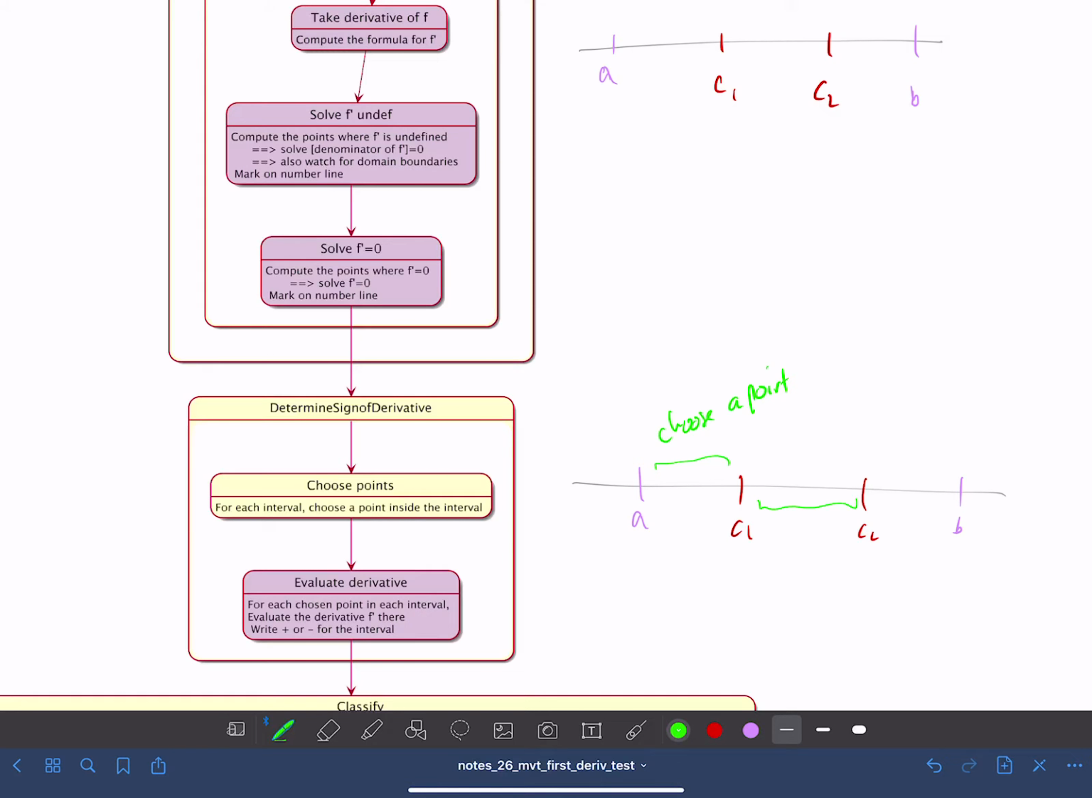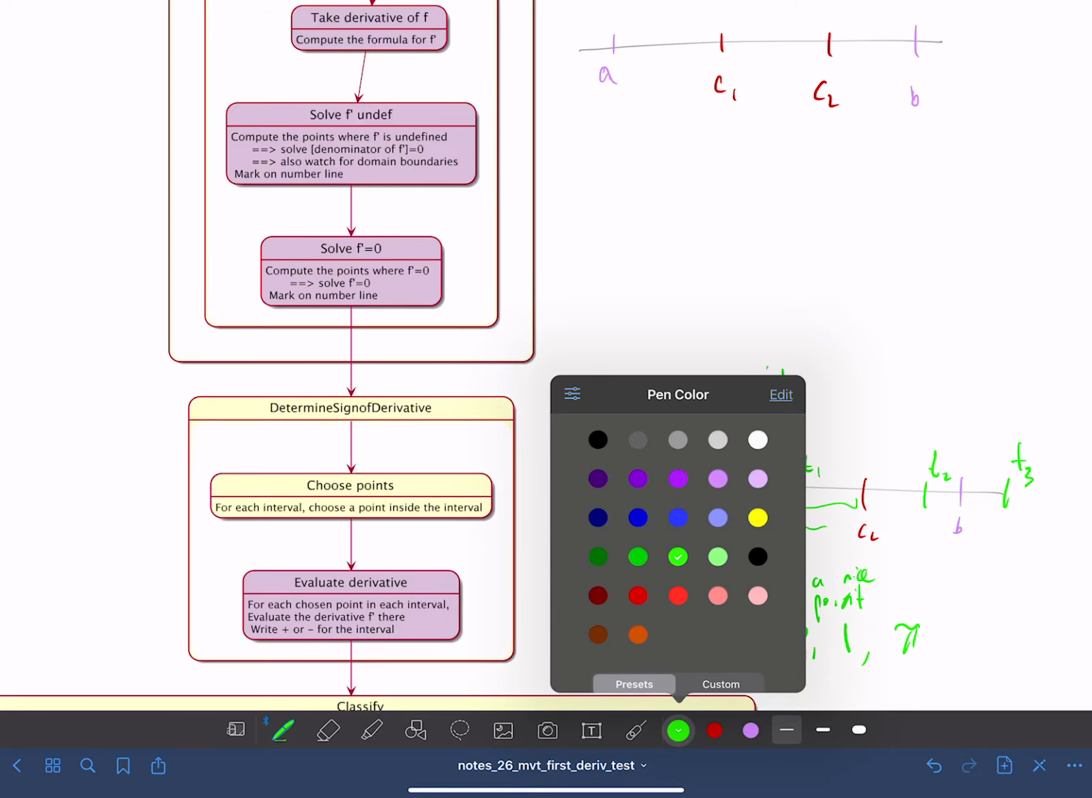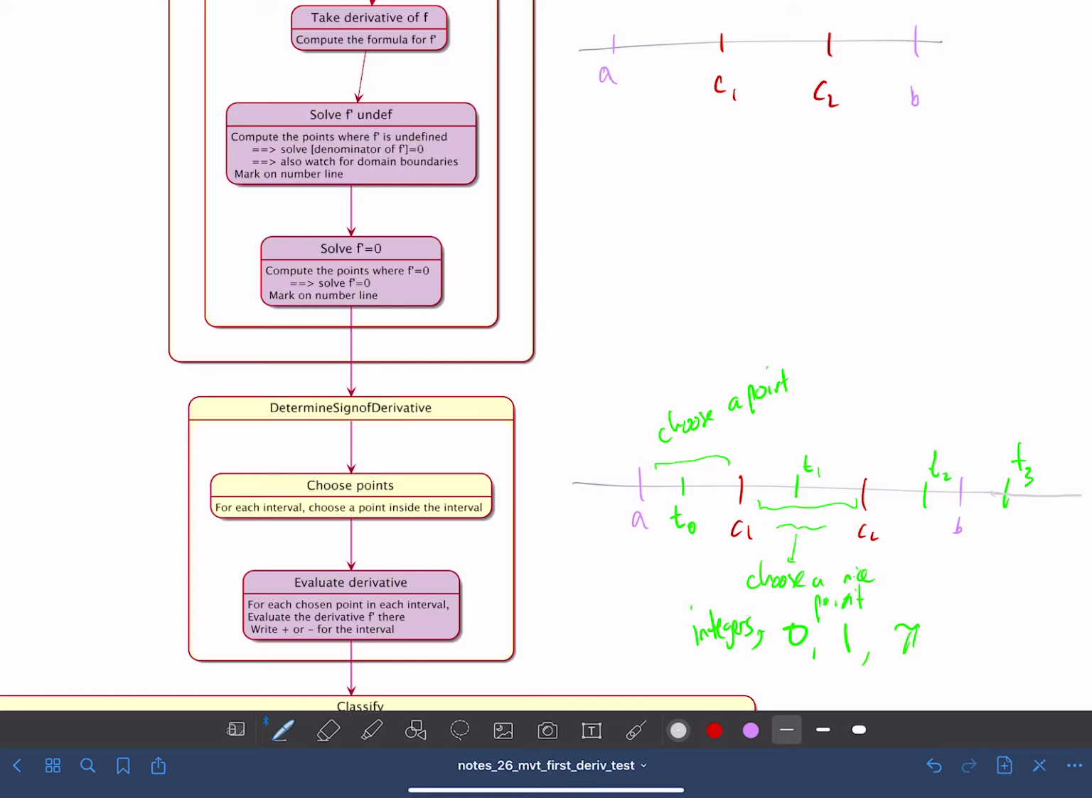It doesn't matter which value you choose between C1 and C2. So you might as well choose a nice point, like integers. 0, 1. Sometimes multiples of pi can be really handy for doing trig stuff. All right, so we're just going to choose our test points, and then we're going to evaluate our derivative.